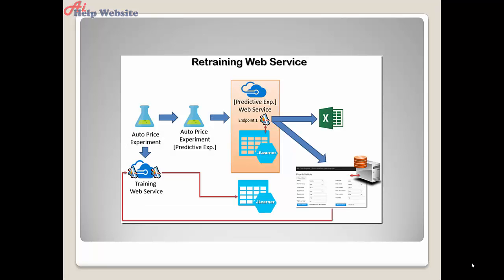So again, here's an overview of where we are now and where we're going. So at the bottom, we're going to show how we're going to add a training web service to the auto price experiment, and this will produce the iLearner file that we will then later use to create a new endpoint on the predictive web service.